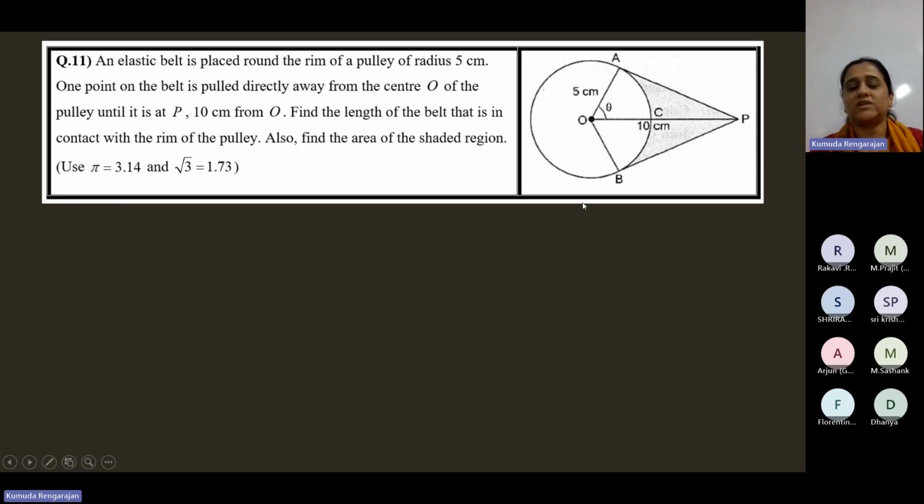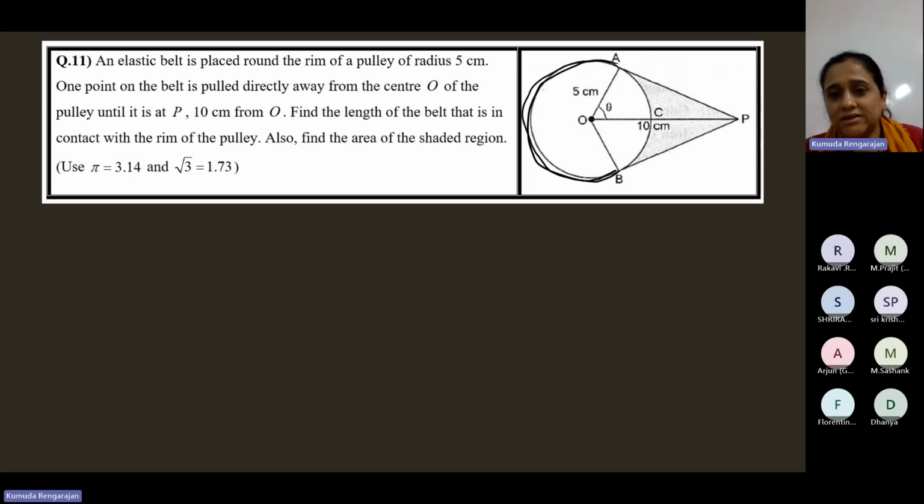All right, children, so that's what this figure indicates. OA and OB are the radius of the pulley. P is that point to which the elastic belt is stretched. There is the elastic belt here, which is still in contact with the rim of the pulley. See the elastic belt here, this is still touching the pulley.